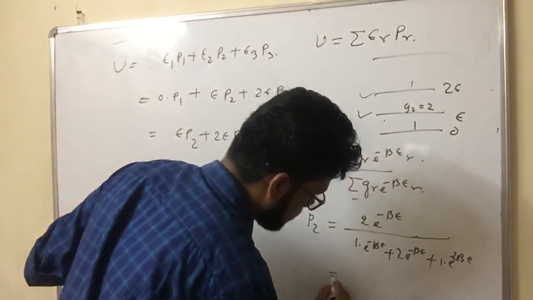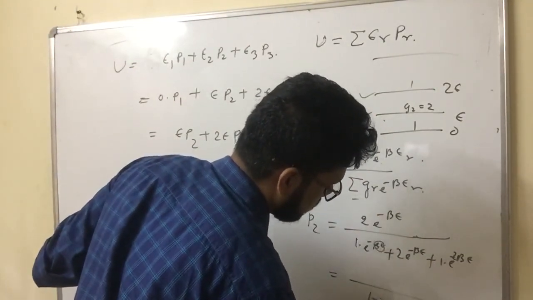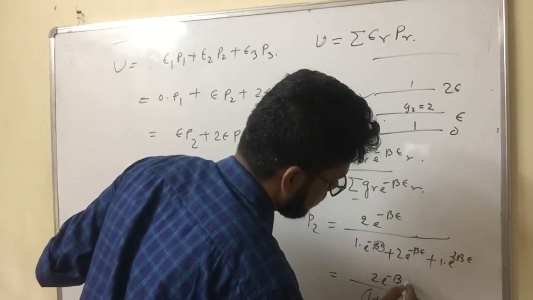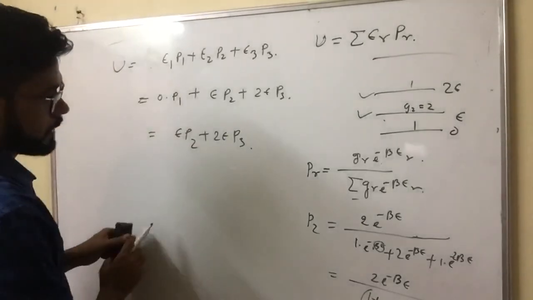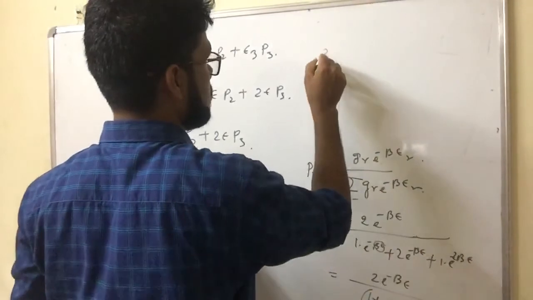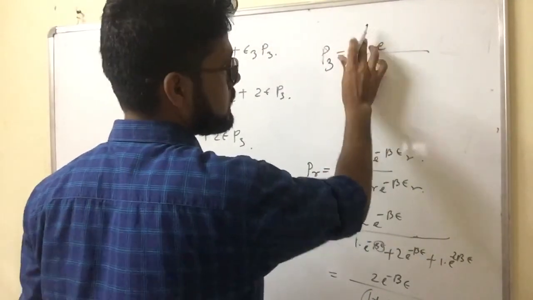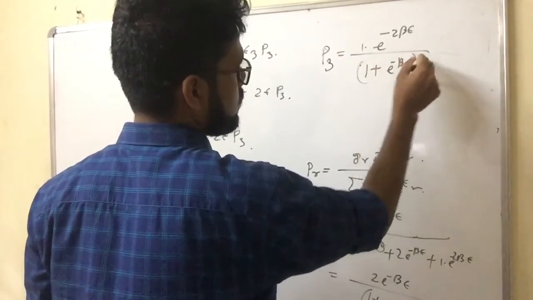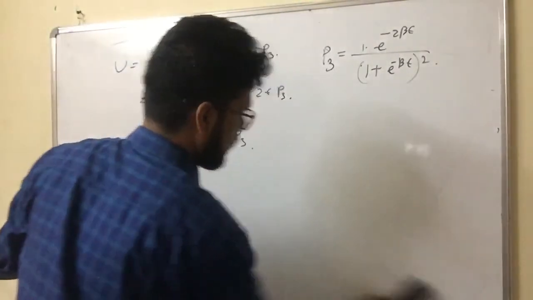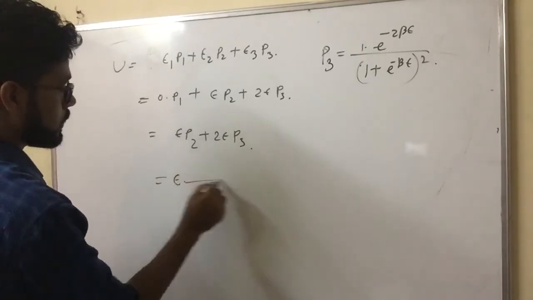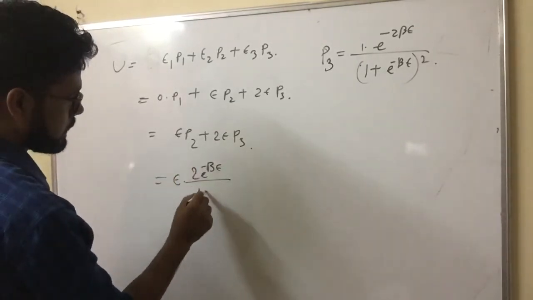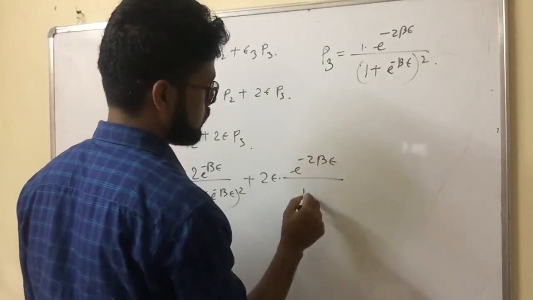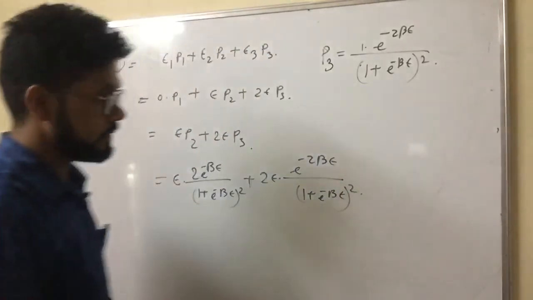That is the probability P2. The denominator is 1 plus e to the power minus beta E, whole squared. Okay, P2 I am getting this one. So what is the value of P3? P3 means energy state 3, degeneracy 1 into e to the power minus 2 beta E, and the denominator will remain the same, 1 plus e to the power minus beta E squared. Is it okay? So you put this value into the mean energy: 2 into e to the power minus beta E over 1 plus e to the power minus beta E squared, plus 2E into e to the power minus 2 beta E over 1 plus e to the power minus beta E squared. Clear?